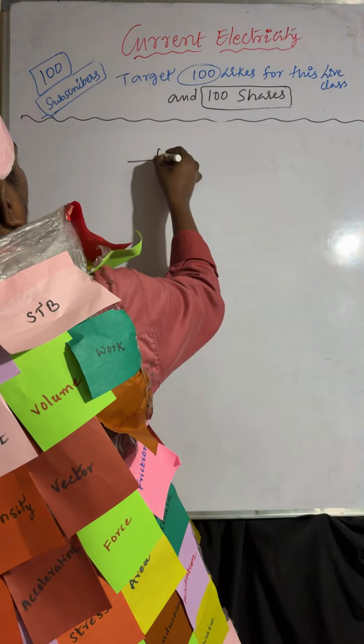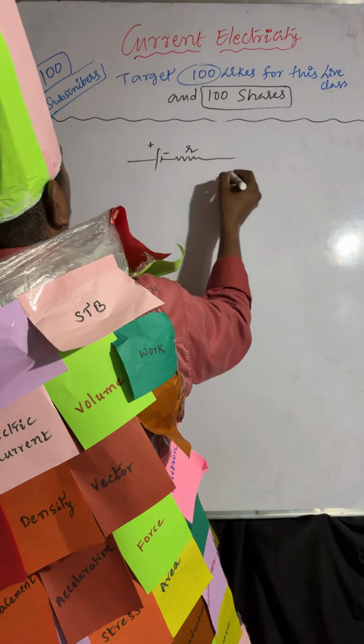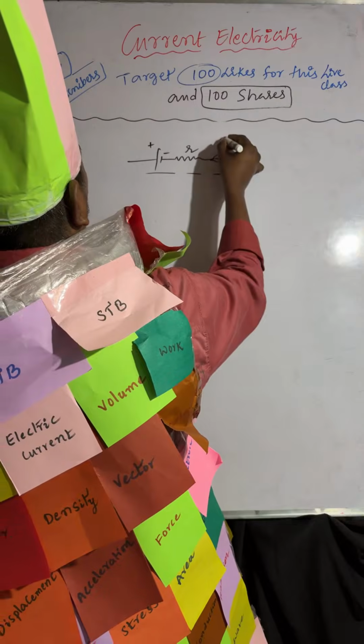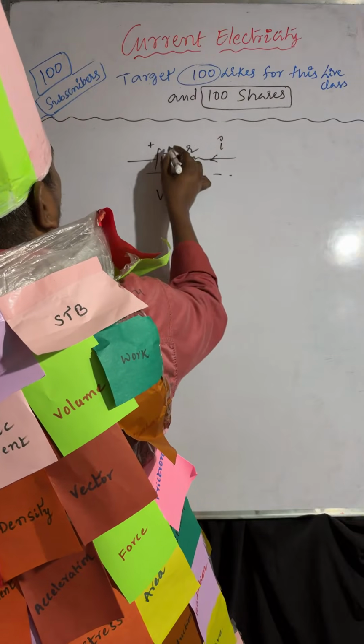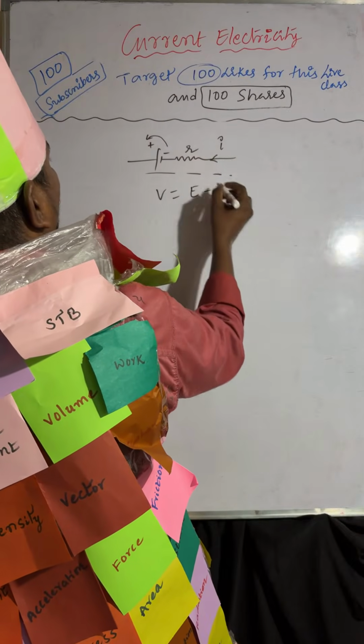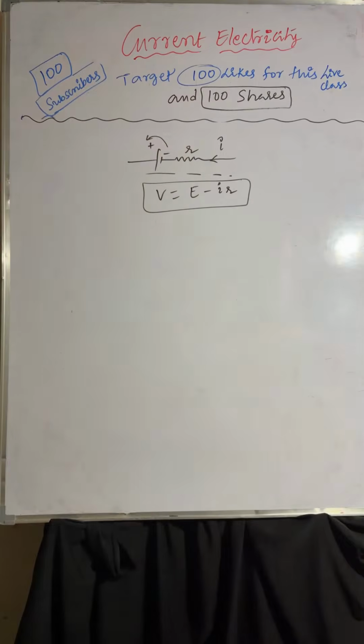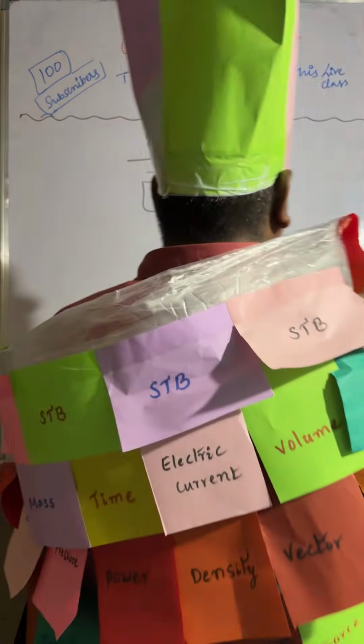Here this is the cell, and this is the internal resistance R. You are moving from positive to negative, along the current direction, so V equal to minus IR. If you are moving from negative to positive along the current direction, you get plus E. Understood? Is it clear? So that is internal resistance and potential difference. Now we'll discuss the heating effect of electric current.